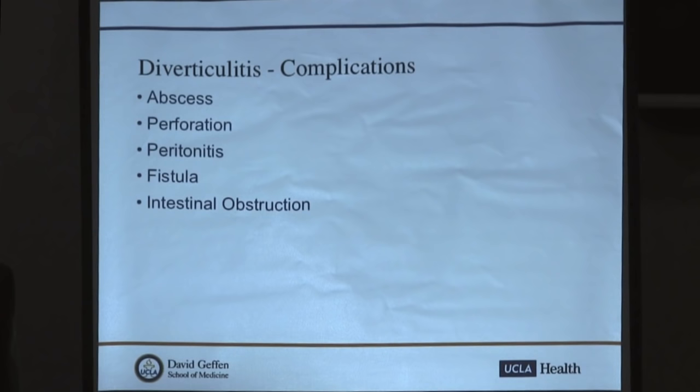Peritonitis occurs once the pocket bursts and the pus spreads to your peritoneum, which is the lining outside of the intestines. That's called peritonitis. Sometimes you could have fistula formation, which is a connection between your large intestine and adjacent structures. That's another complication. Sometimes the inflammation is so severe that it can cause intestinal obstruction. That's another complication.